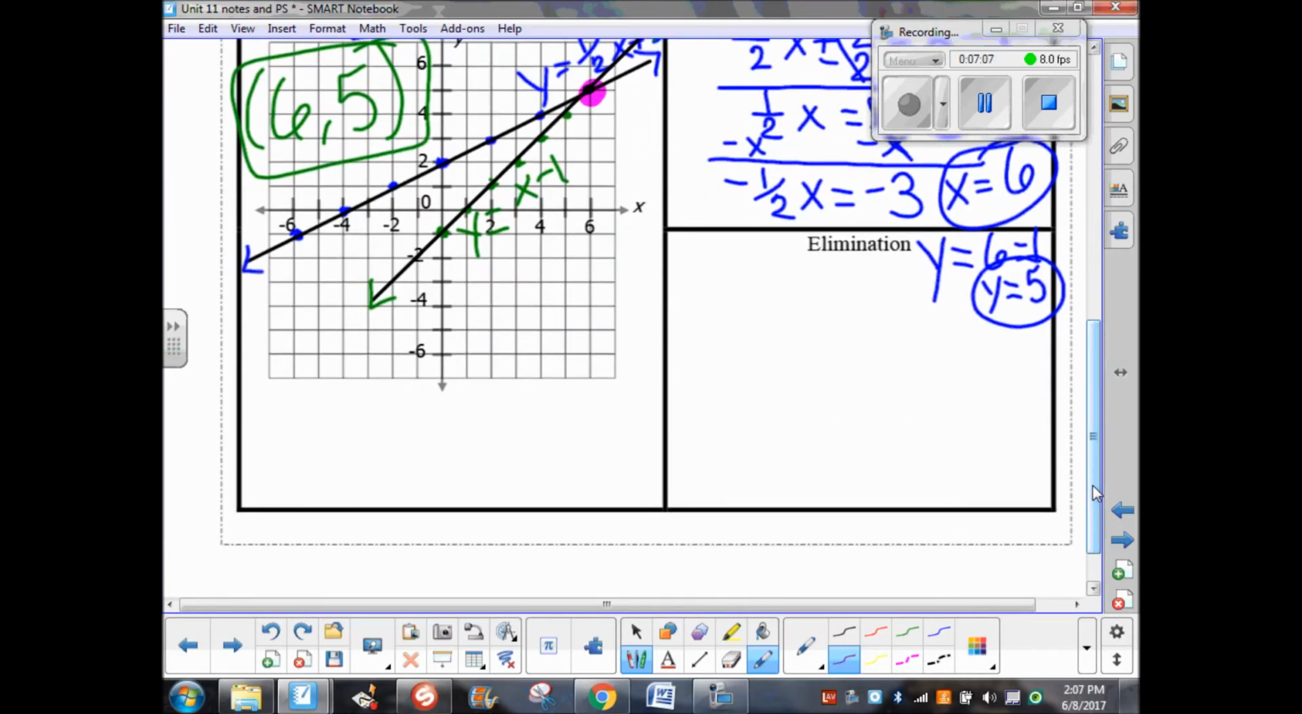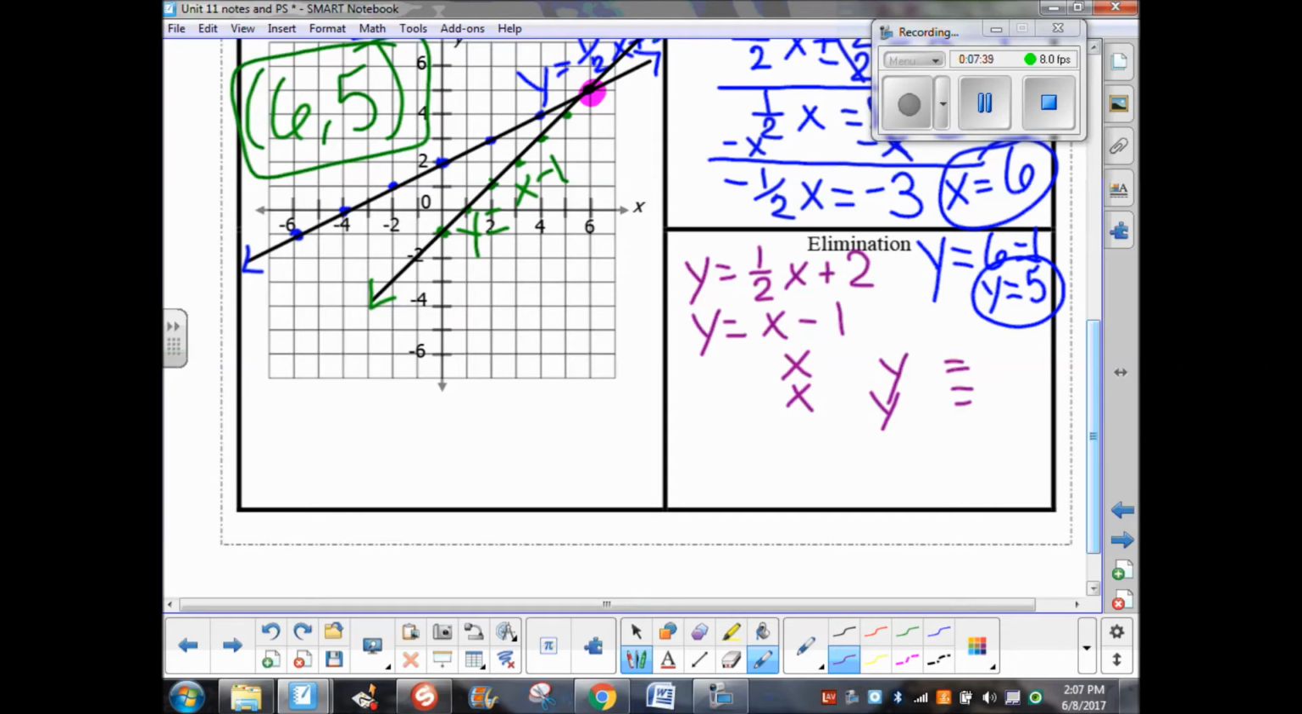So I'm just going to rewrite the system here. What was it? It was 1 half x plus 2 and y equals x minus 1. That was the system, right? Yes. Okay. So to solve it by elimination, we've got to get the x's to line up, the y's to line up, and the equal signs to line up. So our two equations need to look like that.